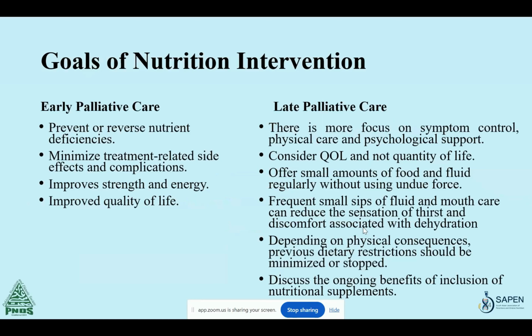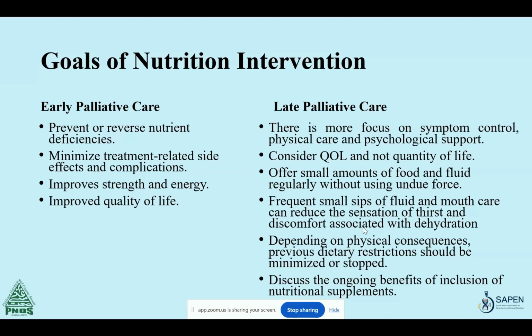Of course, early palliative care not only prevents but also provides, because at that time the patient is at a good nutritional status, so we can provide the maximum nutrition, and we have open hands to develop the plan. The restrictions are minimal at that stage, and minimal treatment-related side effects are present. Strength and energy can be improved, quality of life can be improved.